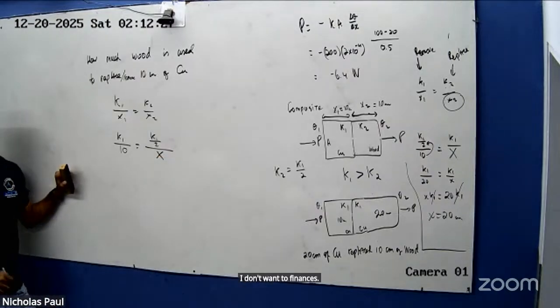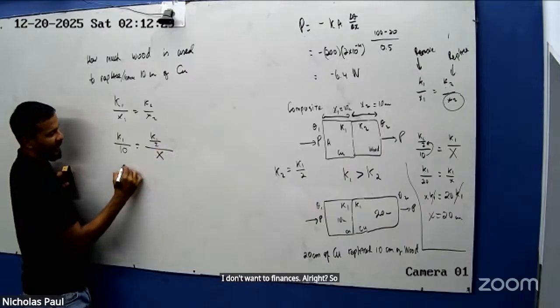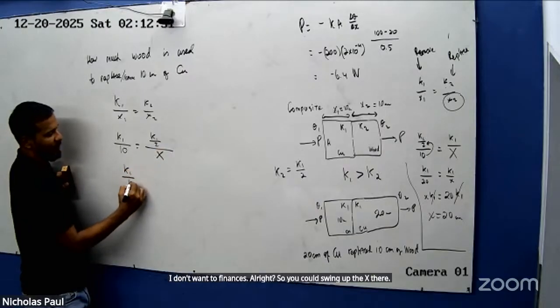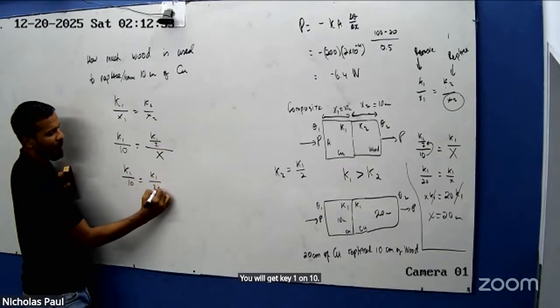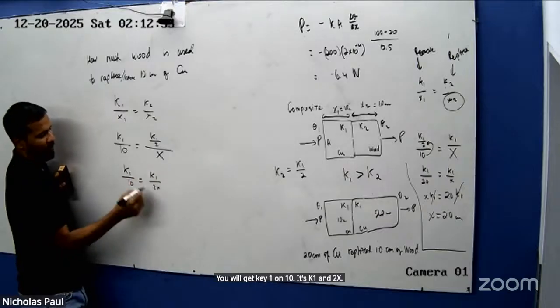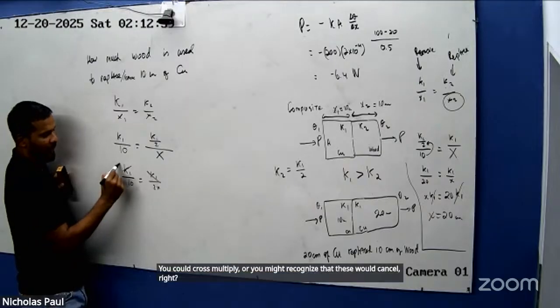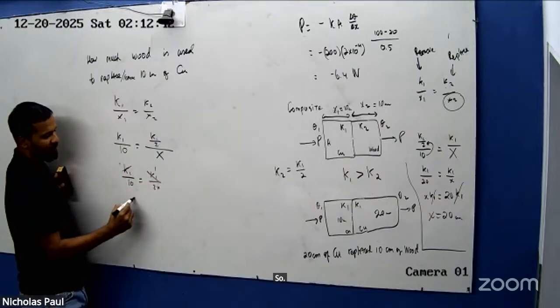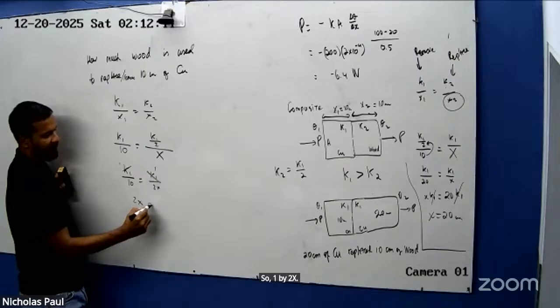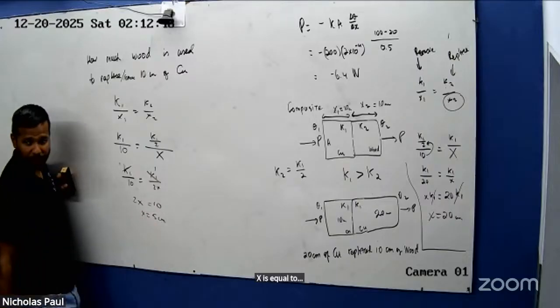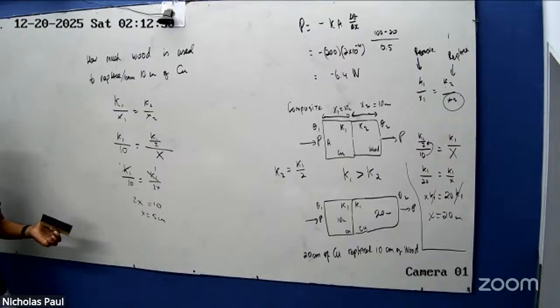All right? So you can string up the X there. You will get K1 on 10 is K1 on 2X. You can cross multiply, or you might recognize that these will cancel. So 1 by 2X, 1 by 10. X is equal to 5. But you can kind of figure it out for yourself.